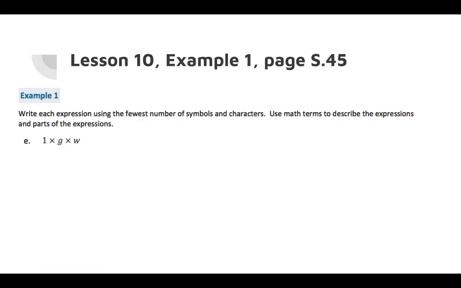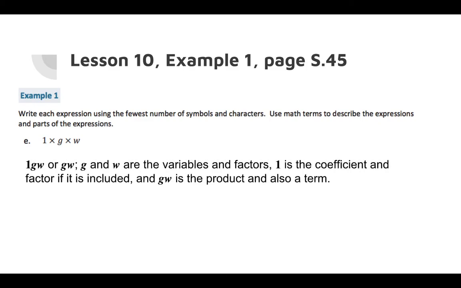Okay, last one, letter E. 1 times G times W. What do we do with this 1? It can be written as 1 GW, or you can just write GW. G and W are the variables and factors. 1 is the coefficient and factor if it is included. And GW is a product and also a term.